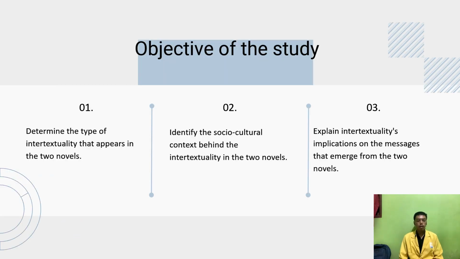Objective of the study. The first one is to determine the type of intertextuality that appears in the two novels. The second is identifying the sociocultural context behind the intertextuality in the novels. Number 3. Explain the implication of intertextuality on the message that emerges from the two novels.